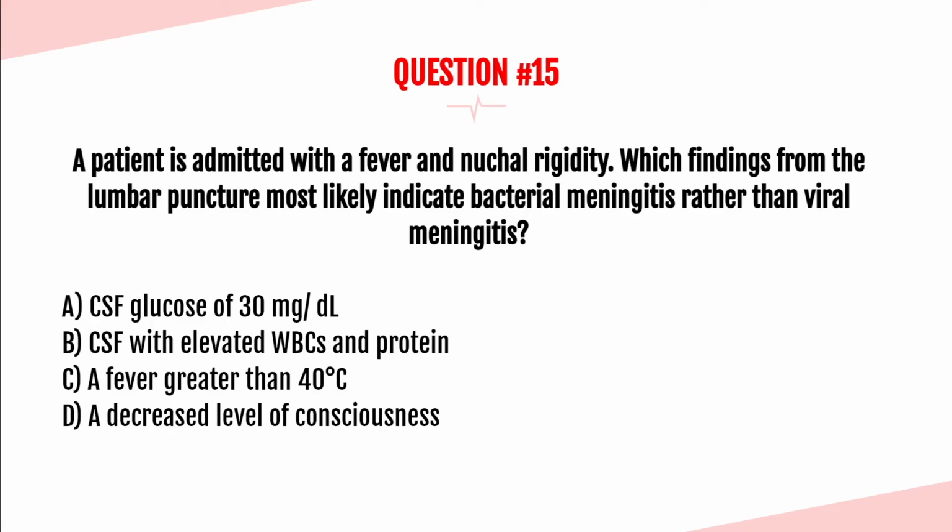The answer is A, a CSF glucose of 30 milligrams per deciliter. So viral meningitis will not lower the CSF glucose, but bacterial meningitis absolutely will. Remember that bacteria love to eat sugar, resulting in a lower CSF glucose than normal, which is generally 50 to 80. The other three choices could be seen with both bacterial meningitis and viral meningitis. Usually the CSF glucose will be one of the differentiating factors.